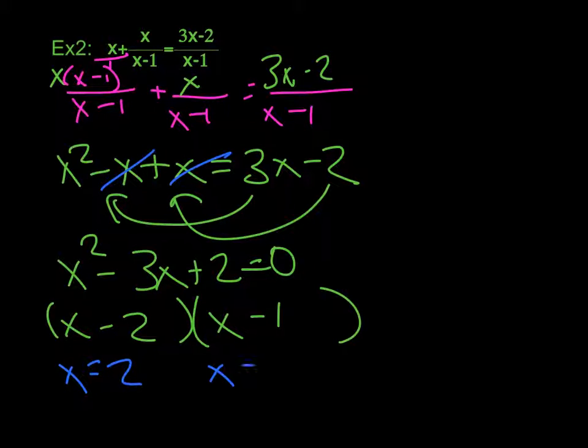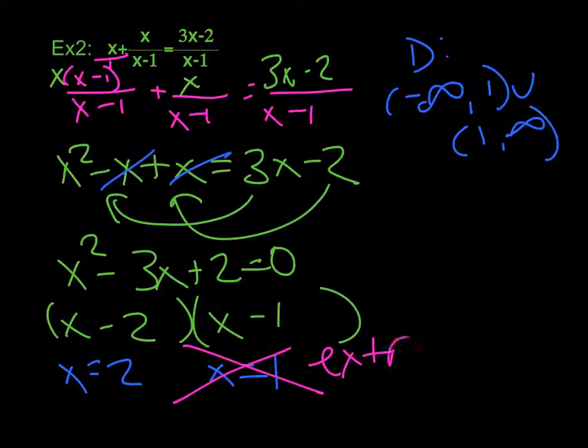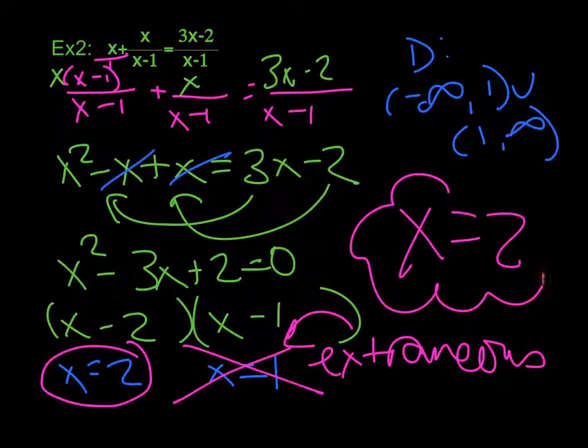2 and 1. However, keep in mind my domain. The only thing that I cannot have in my domain is a 1. So remember, your domain is all reals except 1. So that means that my x equals 1 is out. It's extraneous. It doesn't count. And the only solution I have is x equals 2. That is my only solution.